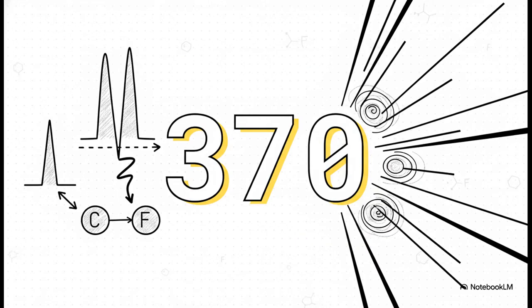But wait, look at this number, 370 Hz. If we calculate the difference between the 2 peaks of that doublet we just looked at, we get a 370 Hz gap. I mean, wow, that is an absolutely giant one-bond coupling constant, especially when you compare it to typical proton couplings. When fluorine is directly attached to carbon, the splitting isn't just noticeable, it's absolutely massive.